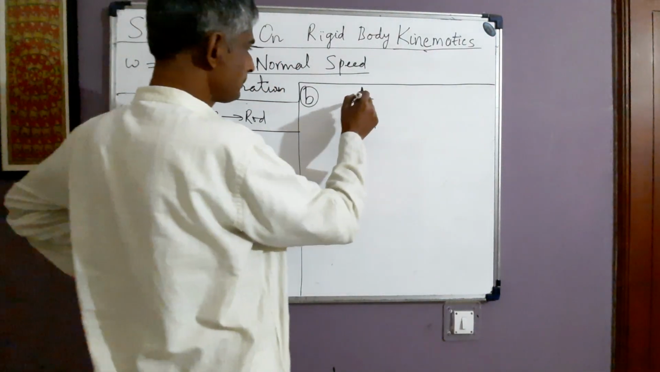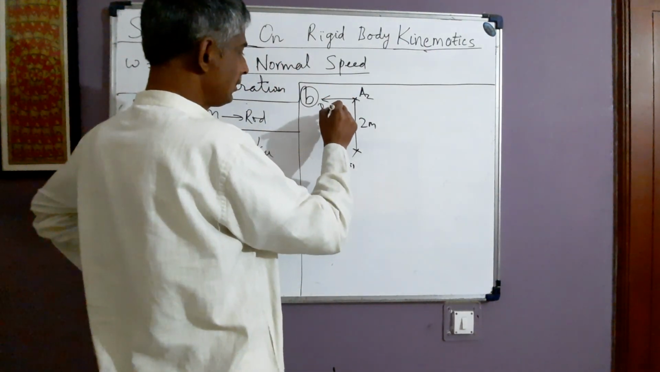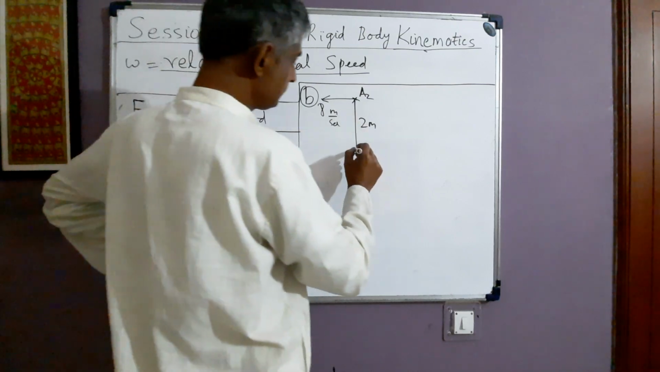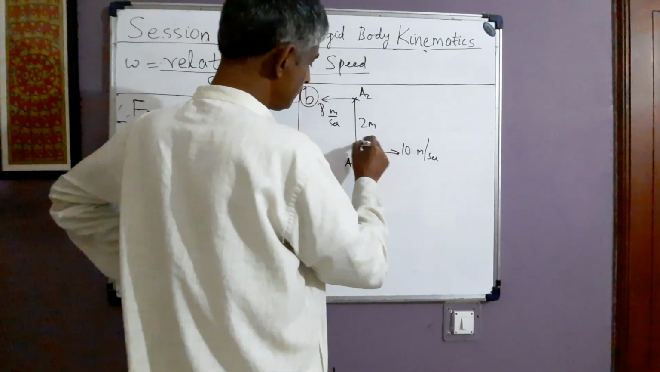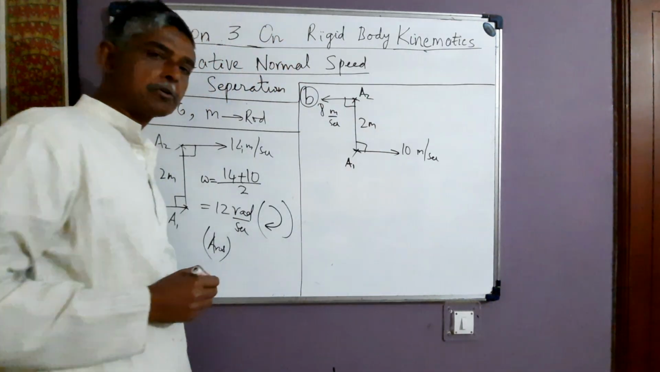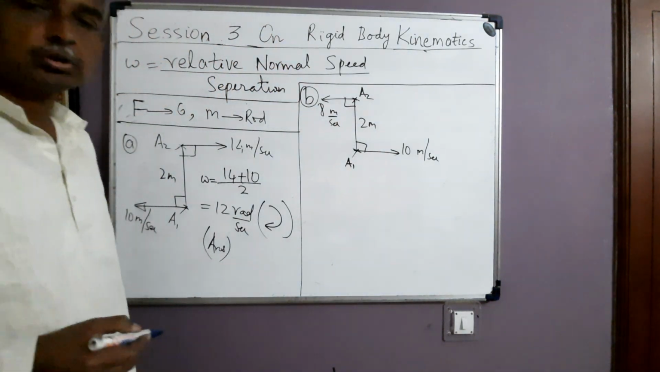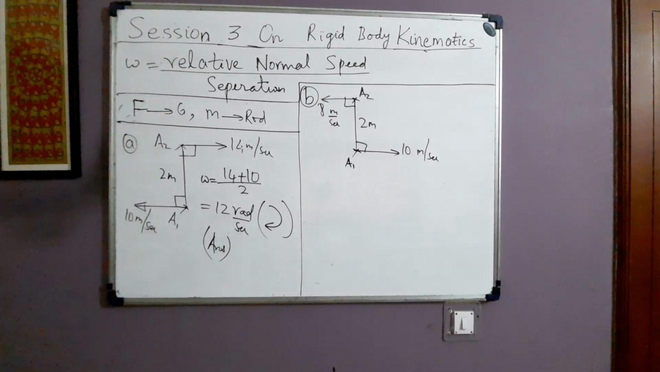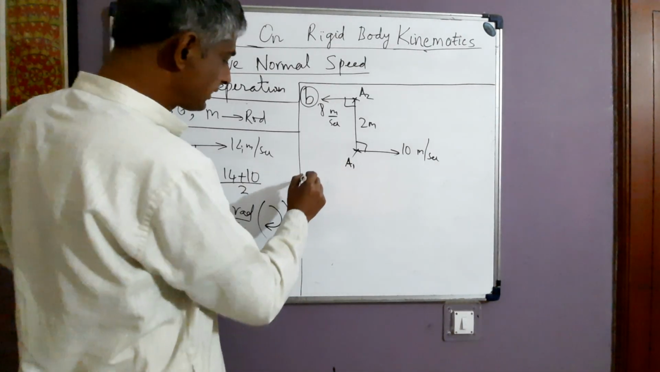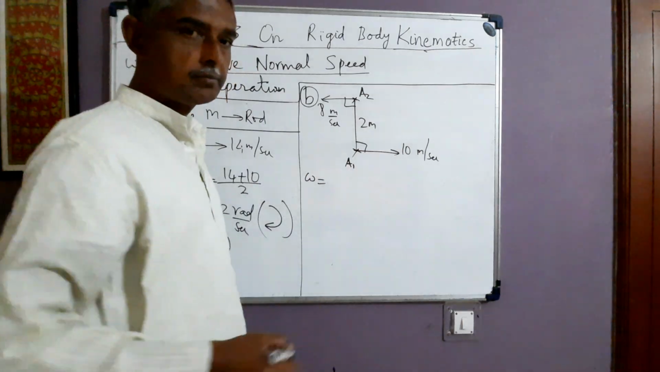Part B is this. 8 meter per second. This is 10 meter per second. Both the velocities are perpendicular to the rod, okay? So this also, omega is equal to relative normal speed by separation.